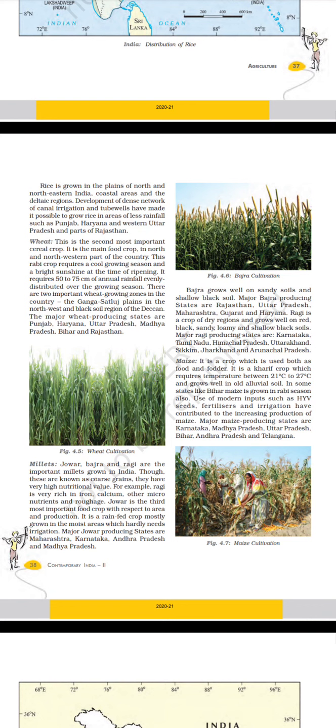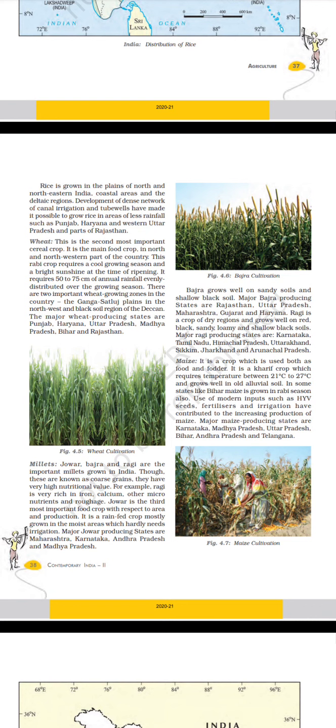It requires 50 to 75 centimeters of annual rainfall evenly distributed over the growing season. There are two important wheat growing zones in the country, the Ganga Satluj plains in the northwest and black soil region of the Deccan. The major wheat producing states are Punjab, Haryana, Uttar Pradesh, Madhya Pradesh, Bihar and Rajasthan.